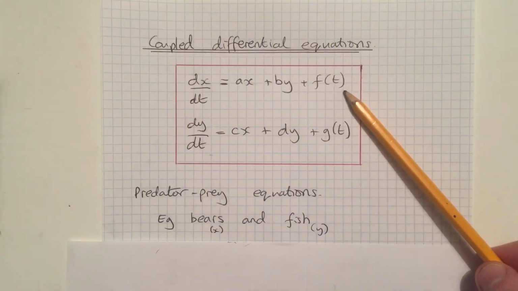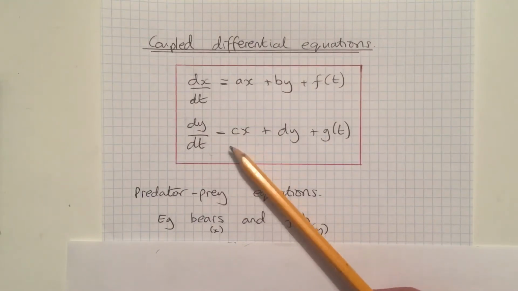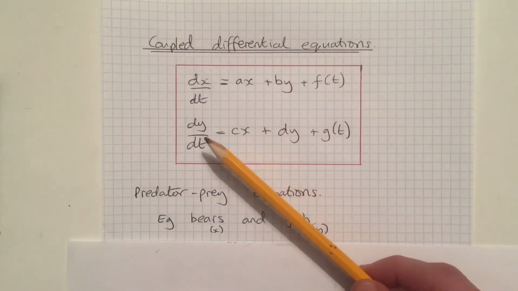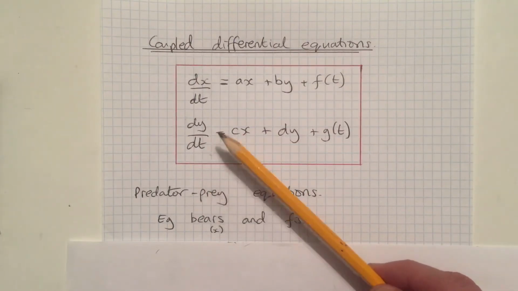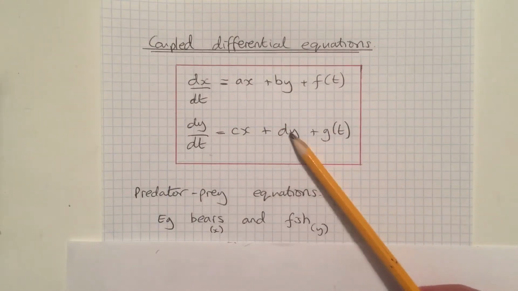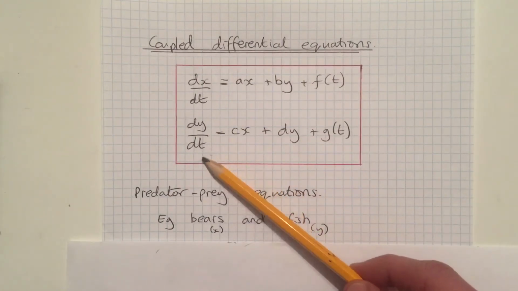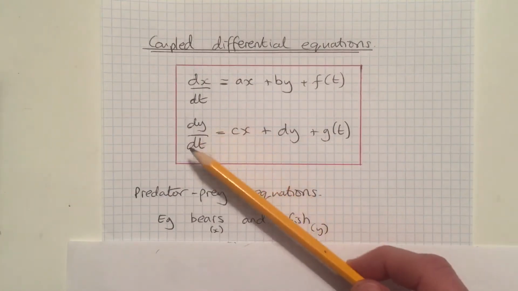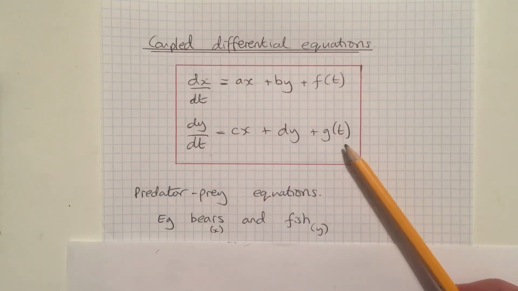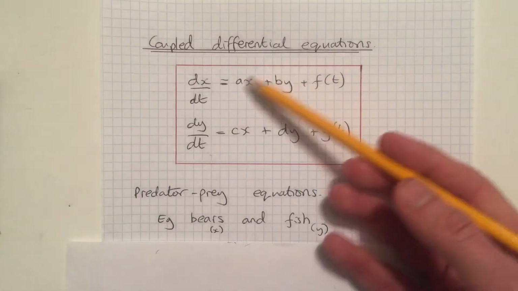Then we'd have the rate of change of the fish, which would be proportional to how many bears there are. Obviously the more bears there are, the less the population of fish would grow, because more fish are being eaten. It's also proportional to the number of fish there are, because the more fish there are, the more the fish would reproduce and the higher this would be. And again, the rate of change of fish could also be proportional to some other function of time, such as the climate or something like that. So that's what this means.